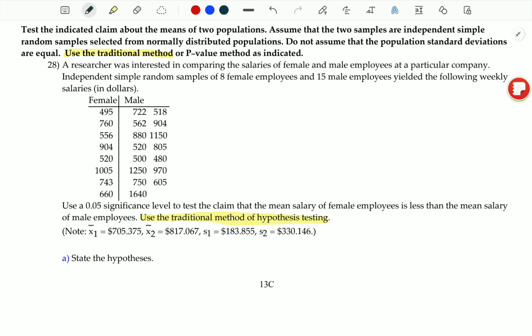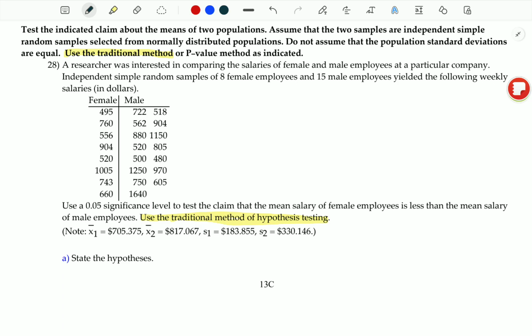We can definitely see that the standard deviations, rather the variances, are unequal. The reason I can make that assumption is because there are a lot more male employees being sampled than female employees. Anyways, use a 0.05 significance level to test the claim that the mean salary of female employees is less than the mean salary of male employees.